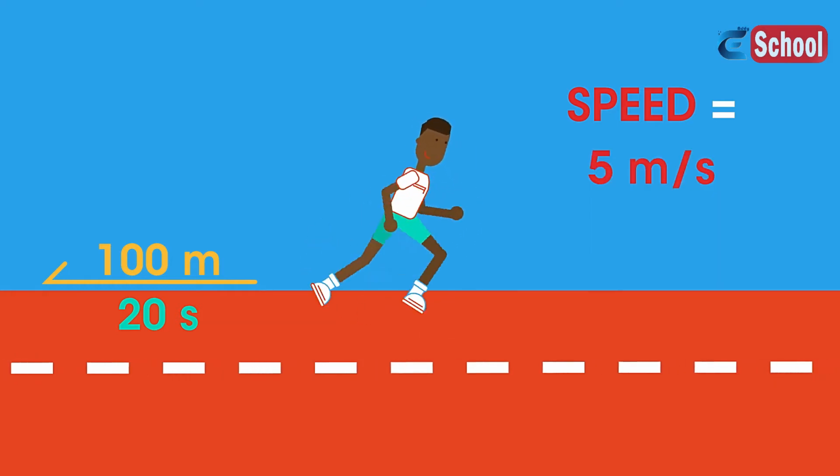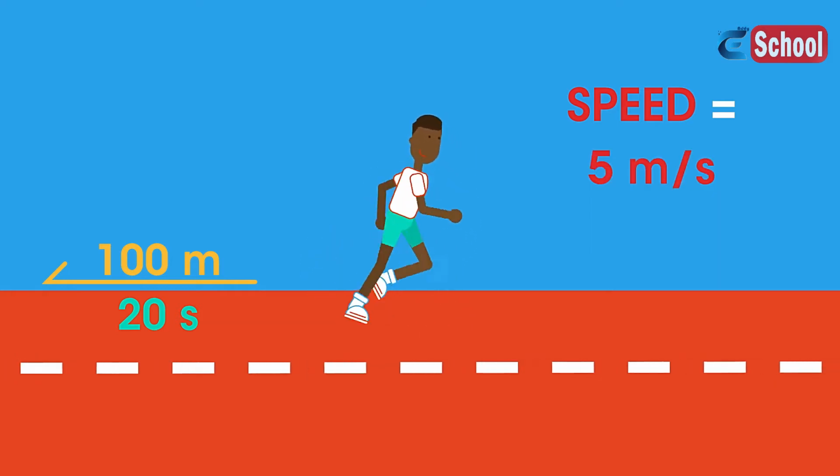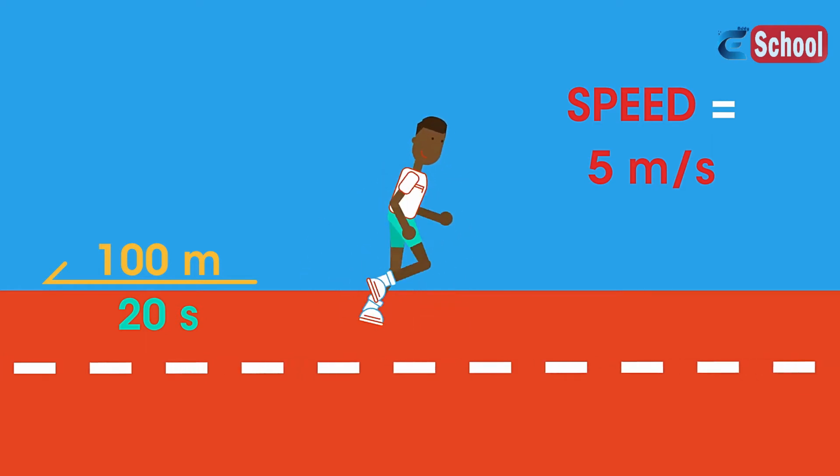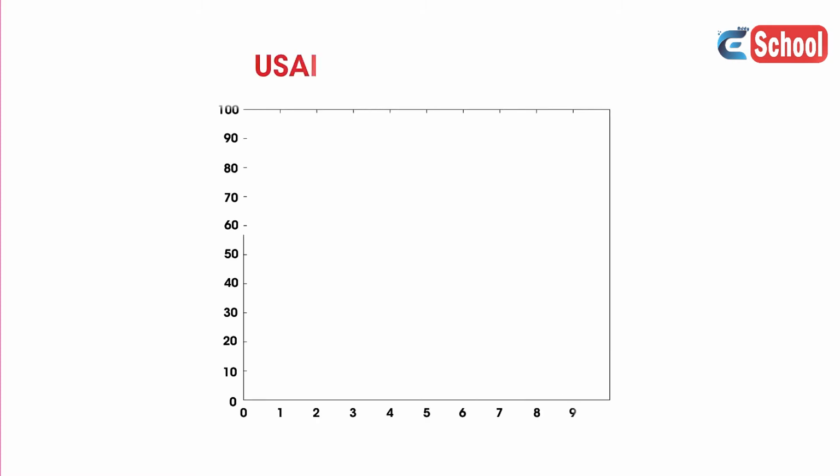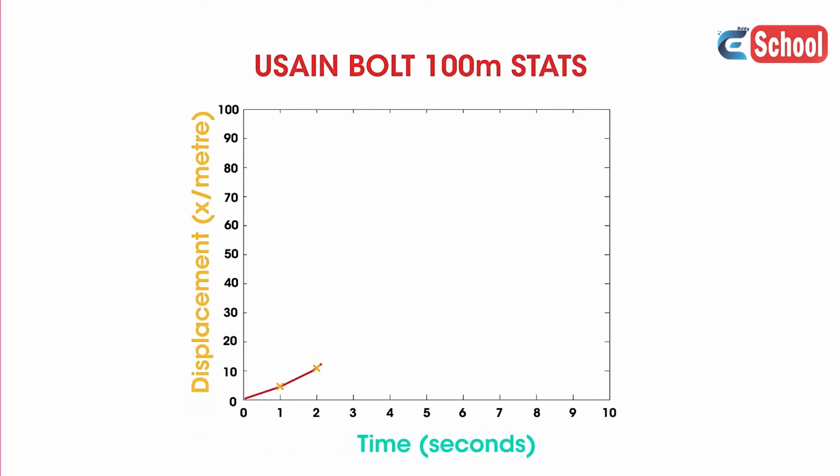However, this assumes that the man is running at a constant speed for the entire race. But this is never the case. Look at this graph of Usain Bolt. Notice it takes time before he reaches his maximum speed.